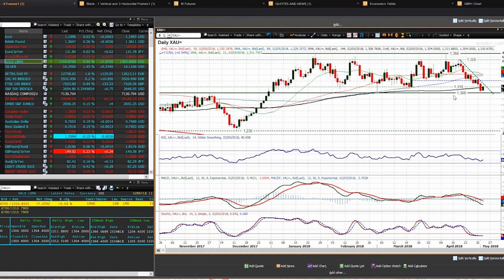Now, if the dollar does break out above that 92.50 level on the dollar index, I think gold will be breaking below 1300. I think that would be what we'd be looking out for. So I think that's the risk on gold, that the dollar index continues to run higher. Now you've got the Fed tonight. The Fed is a key factor in the near term.